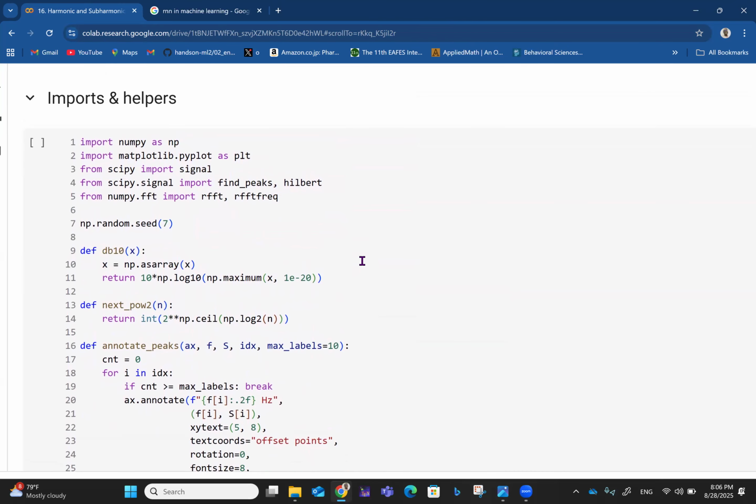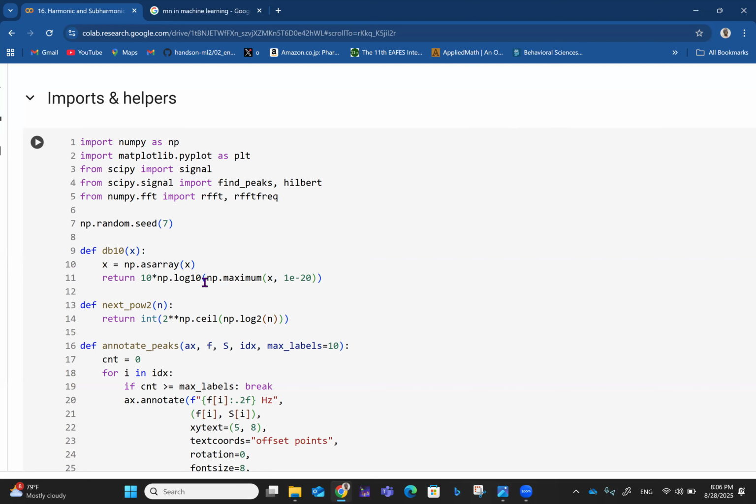So the first thing, we are doing some imports and helpers. We import the necessary libraries like NumPy for array computing, and pyplot from Matplotlib for data visualization. We have SciPy, where we get signal, and from scipy.signal we have things like find_peaks and hilbert. From NumPy's fft, you also get rfft and rfftfreq. Those are the imports.